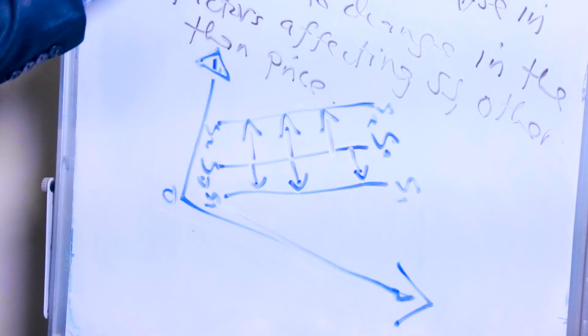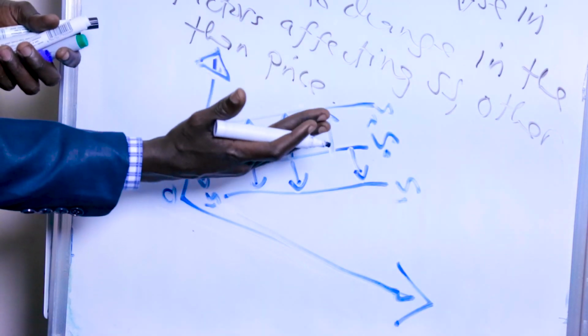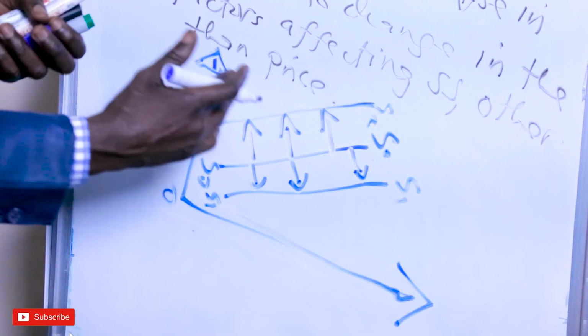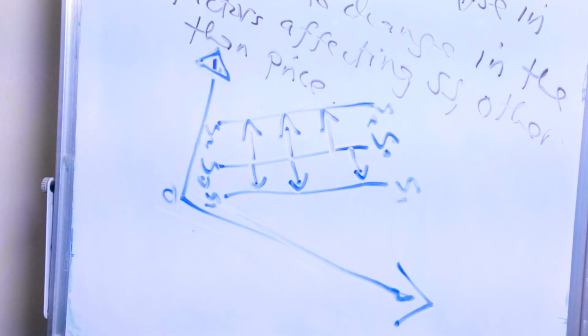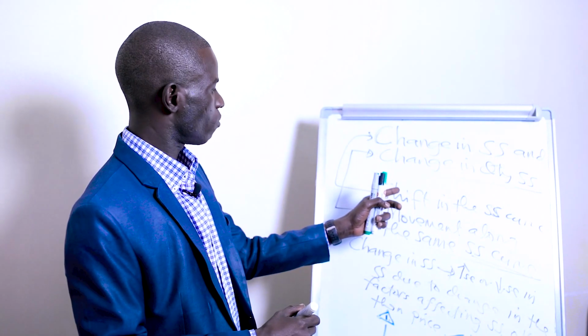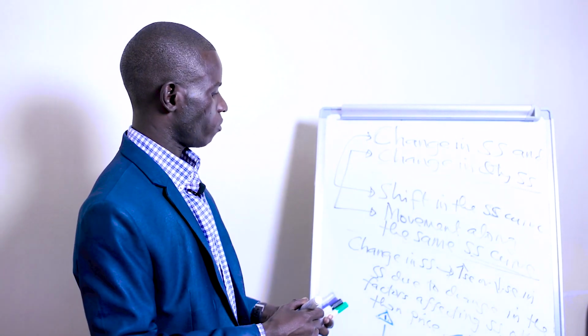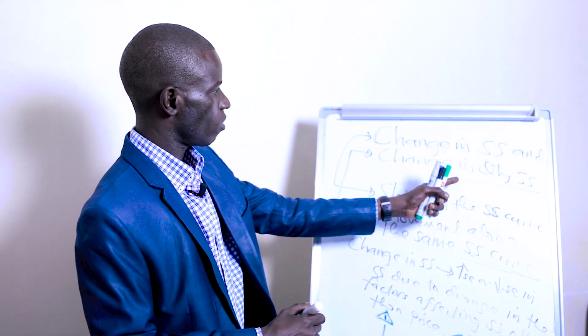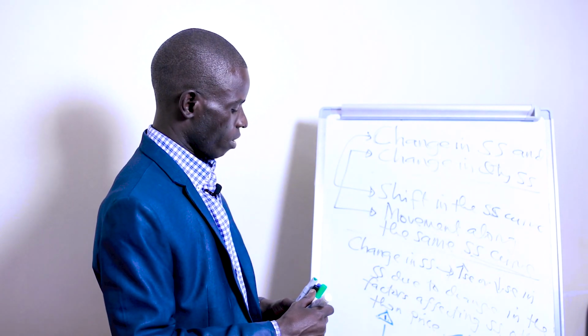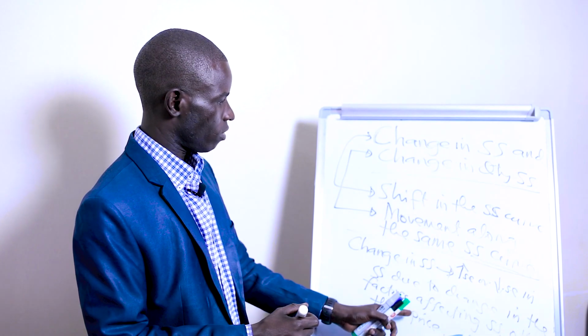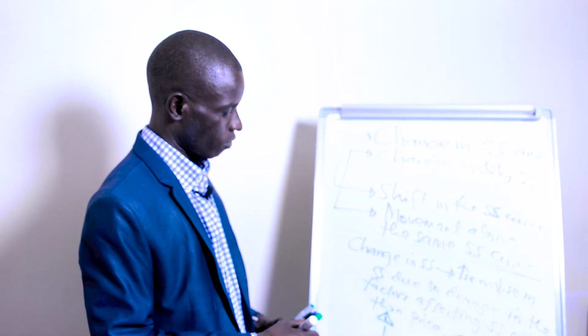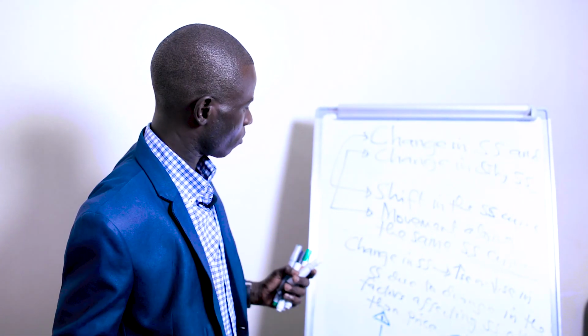There is a contraction in the supply curve, while here there was an expansion in the supply curve. So this is the change in supply. Okay, so now let us look at the other concept, which is the change in quantity supplied. And of course, change in quantity supplied will now be different from the change in supply.